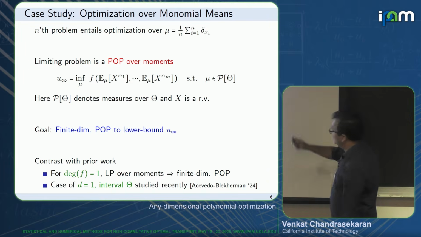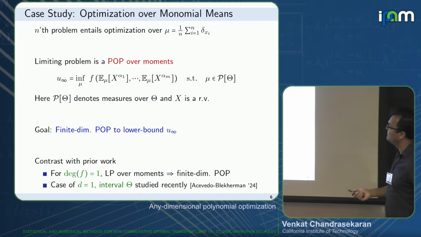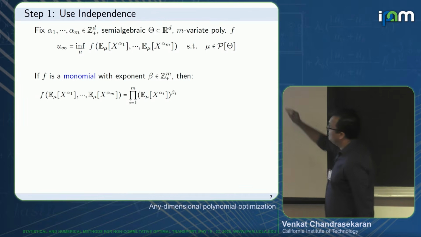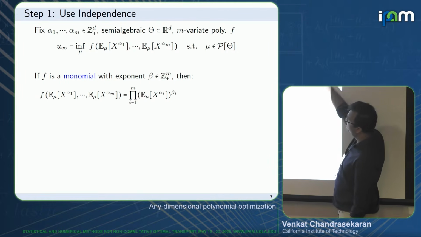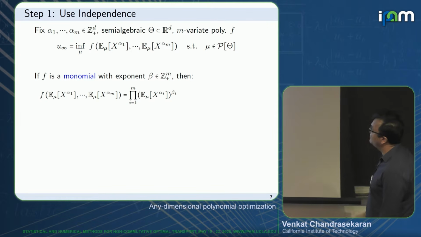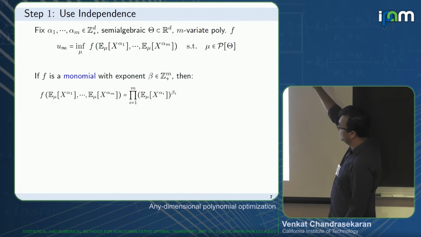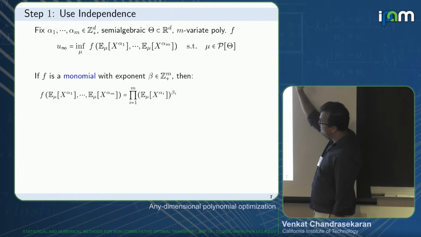Okay, but we want to do this for a general d, and d again, recall, is the dimension of theta. Okay. So again, this is our problem. We have a bunch of exponents in d dimensions, semi-algebraic theta, and an m-variate polynomial f, and this is the limiting problem that we wish to solve.